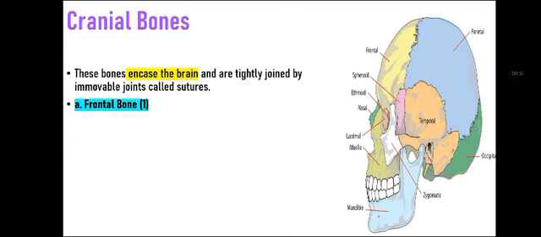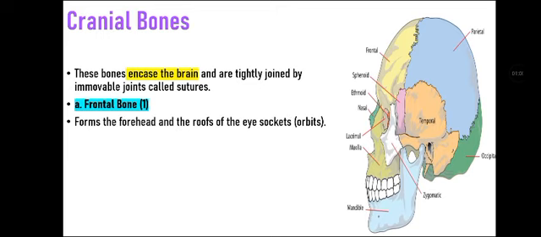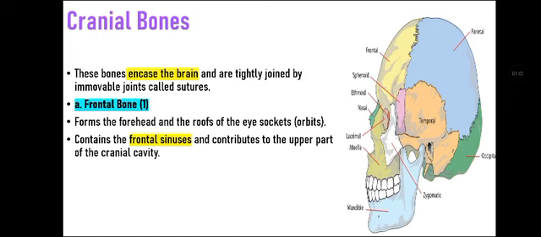They include the frontal bone, that is an unpaired bone. As you can see in the diagram, the yellow color bone is the frontal bone. It forms the forehead and roof of the eye socket. It contains frontal air sinuses and contributes to the upper part of the cranial cavity.